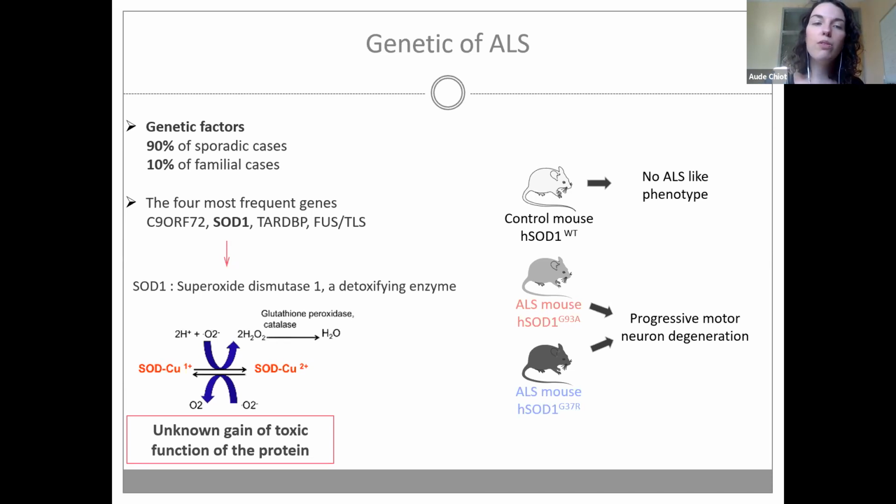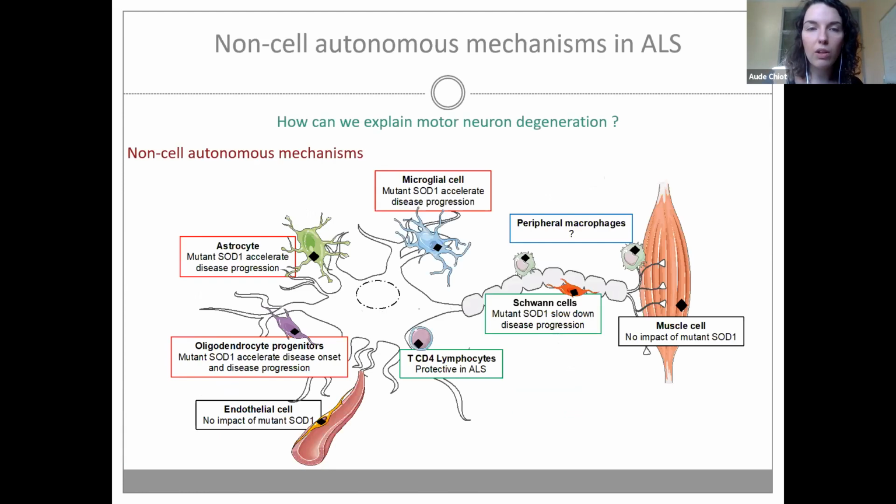When the mouse overexpresses the human wild-type form of SOD1, it does not display an ALS-like phenotype. But when it overexpresses the mutant form of human SOD1, it has progressive motor neuron degeneration and inflammation, and it actually has an ALS-like phenotype. I'm not going to go into details, but know that there are both cell autonomous and non-cell autonomous mechanisms contributing to the disease. Today we are going to talk in particular about the peripheral macrophages and a little bit about the microglial cells that are involved in the disease.